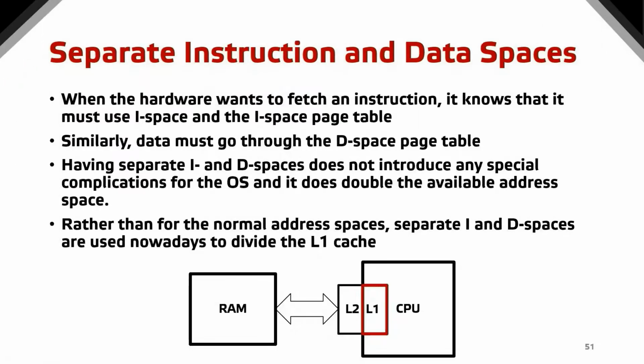Each one has its own page table with its own mapping of virtual pages to physical page frames. When the hardware wants to fetch an instruction, it knows that it must use I space and the I space page table. The same thing applies to D space. Other than this distinction, having separate I and D spaces does not introduce any special complications for the operating system, and it does double the available address space. Rather than the normal address spaces, separate I and D spaces are used nowadays to divide the L1 cache, which, as you may remember from the computer architecture course, is the fastest cache which holds variables for the CPU.